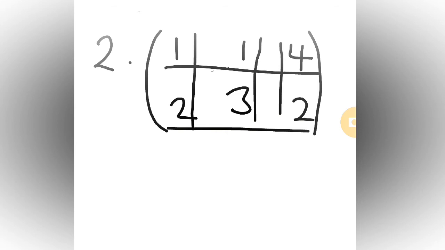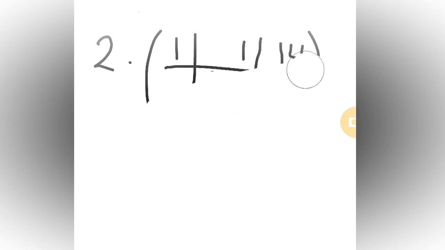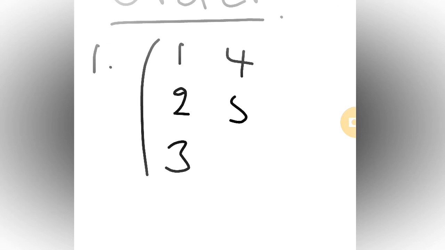Let us look at the order of a matrix. The order of a matrix is defined by the number of rows and columns it has. We shall go straight to an example. Consider this example: 1, 2, 3, 4, 5, 6. What is the order of this matrix? We shall first look at the number of rows it has. Then we go to the number of columns it has.